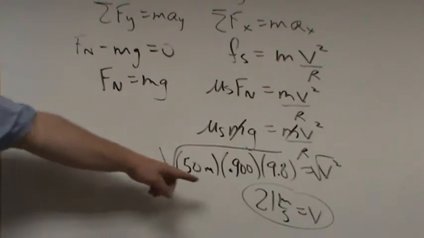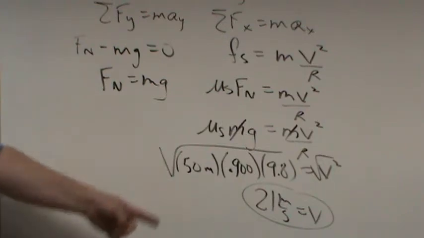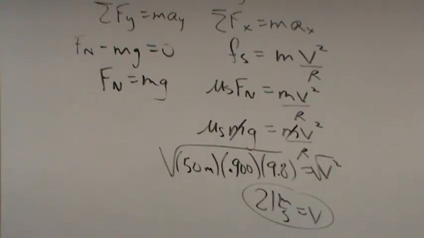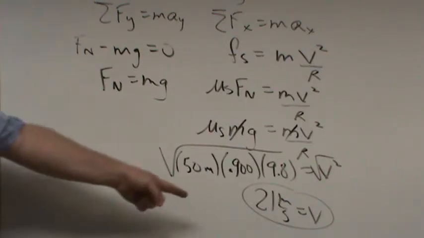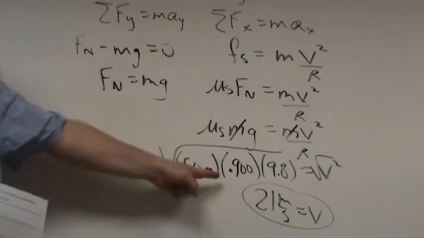What if instead of riding on dry asphalt, I was riding on wet ice so that the coefficient of friction is 0.1 instead of 0.9, okay? Is my maximum speed going to be bigger or smaller? Smaller, right? Because that guy got smaller.